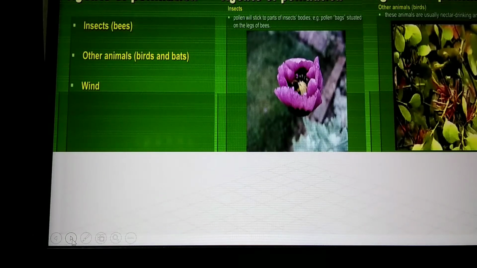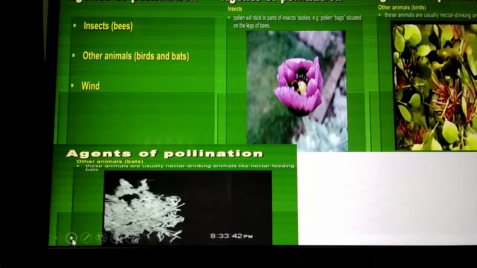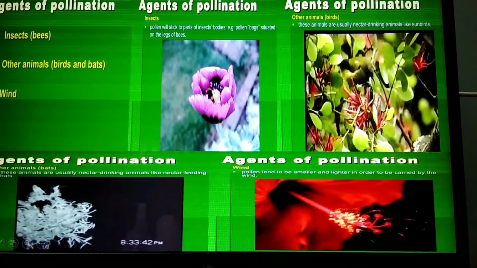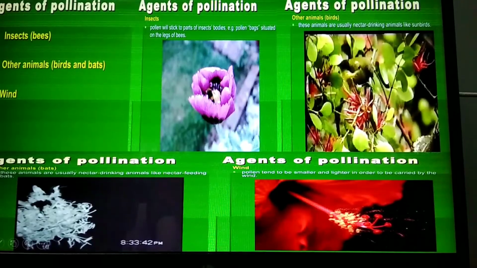Now, other animals: these animals are usually nectar drinking animals like sunbirds. And if you consider bats, these animals are usually nectar drinking animals like nectar feeding bats. And for wind as an agent of pollination, the pollen grains tend to be smaller and lighter in order to be carried by the wind.